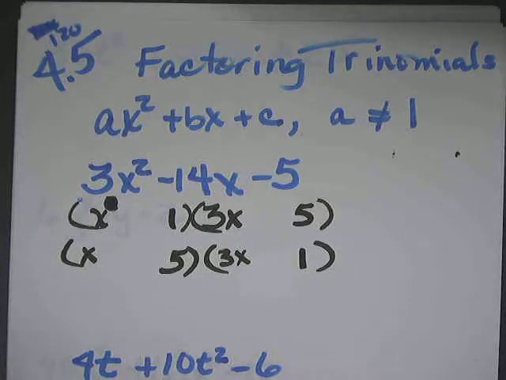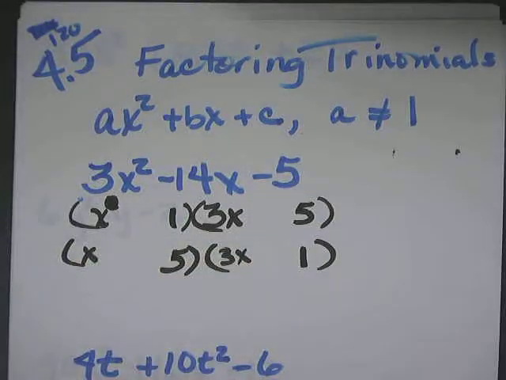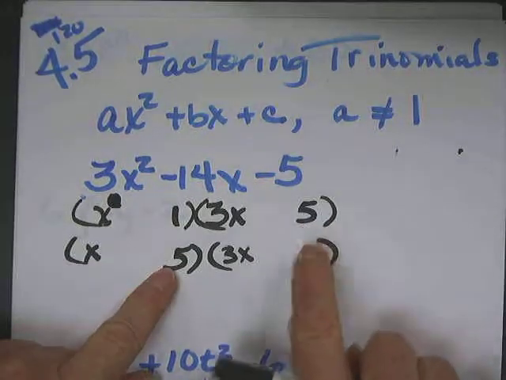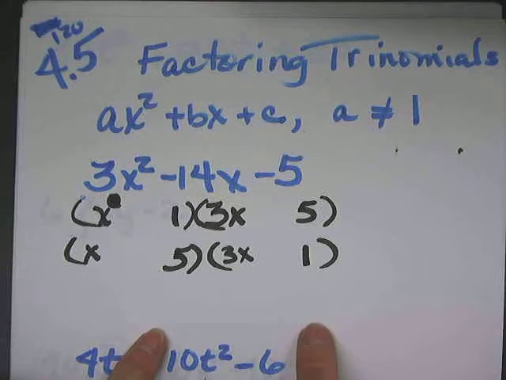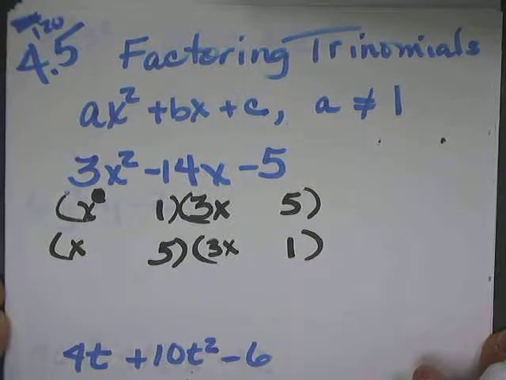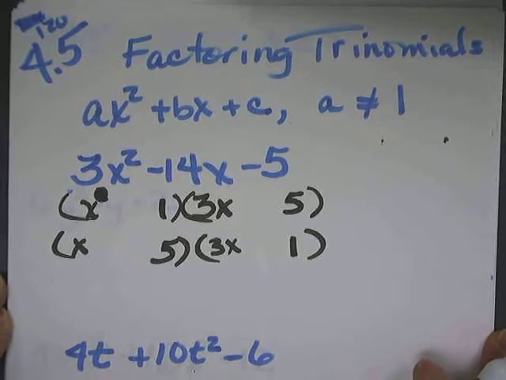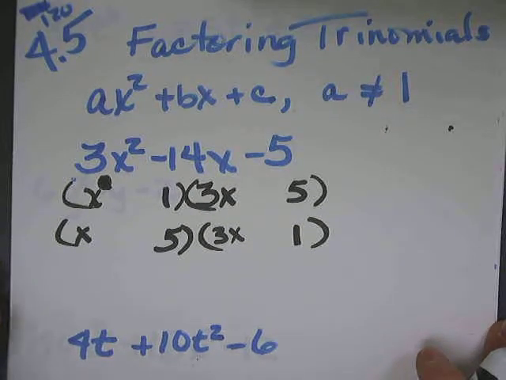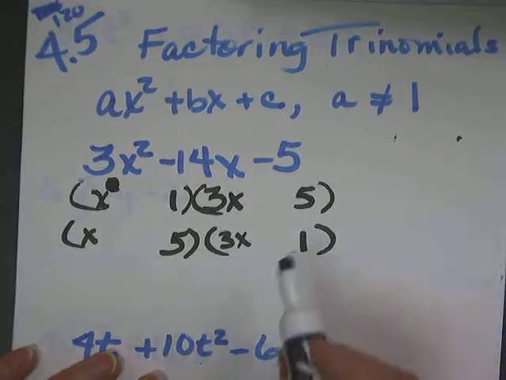A lot of them have a lot more choices than those. If we had like 36, it would be 1 times 36, 36 times 1, 2, 18, 18, 2. It could take you forever to find it, huh? We should just skip this whole section. No, I'll show you how to do it an easier way.